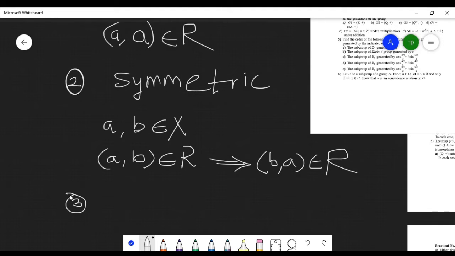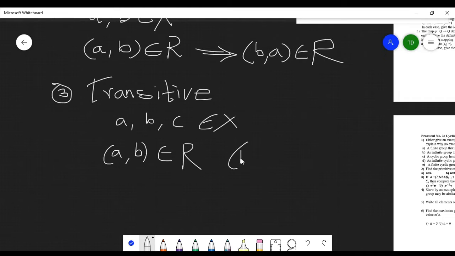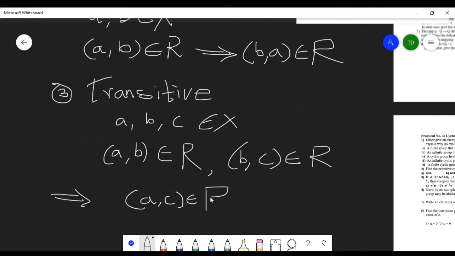And third thing, transitivity. Suppose I have three elements A, B and C that are members of X, and what we know is A is related to B, meaning the ordered pair AB belongs to R. Also I know that the ordered pair BC belongs to R. This will imply the ordered pair AC belongs to R. So A related to B and B related to C will mean A is related to C. This is the transitivity relation.